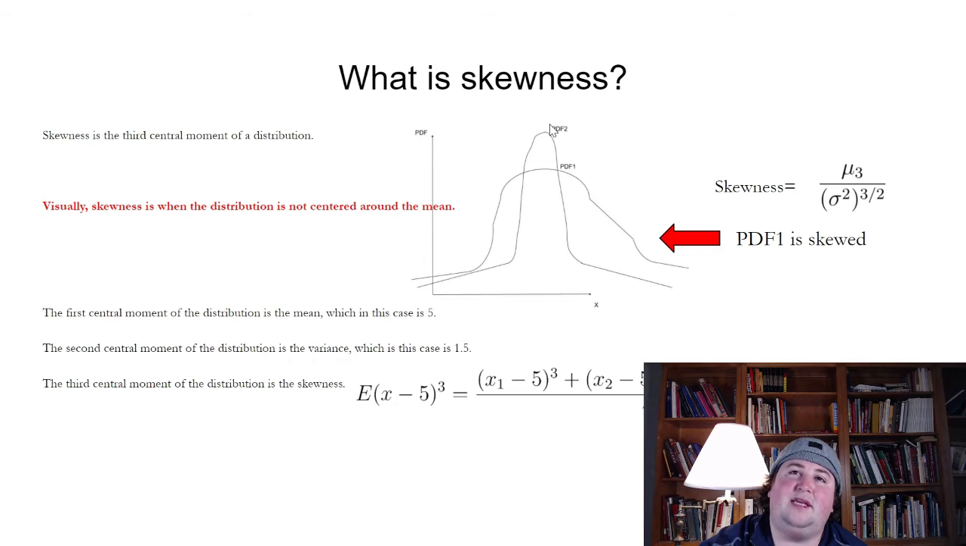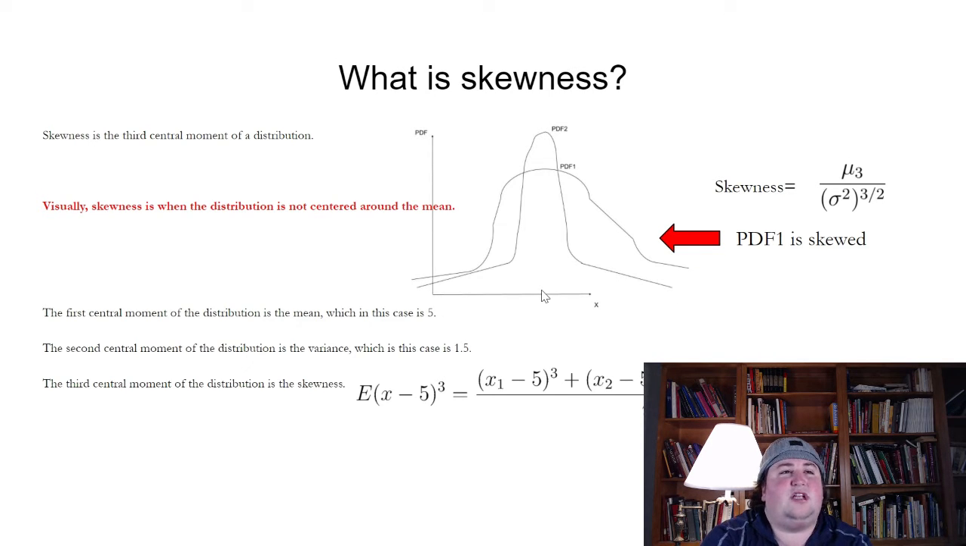By comparison, PDF2 is really more centered and more symmetric around the mean, right? Because the mean here is 5. It's more symmetric around the mean, whereas in PDF1, it's less symmetric and the distribution is more to the right side of the distribution. Okay.